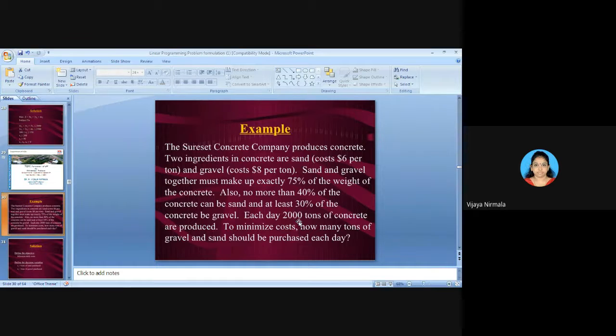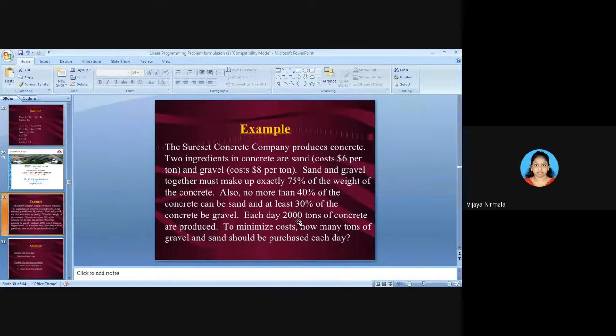Now let us see when we are discussing the solution. Next, what they said? At least 30% of concrete must be gravel. So 2000 into 30 by 100. Whatever answer we get, we have to link up with gravel itself. Each day they have 2000 tons of concrete being produced.